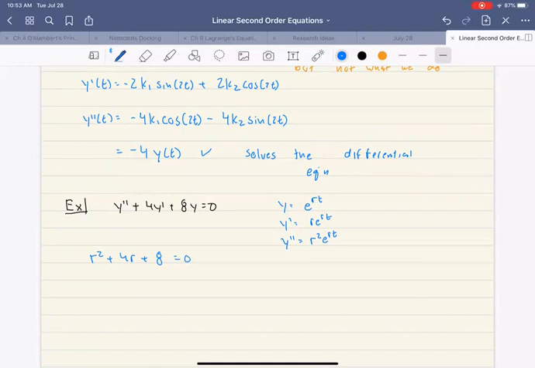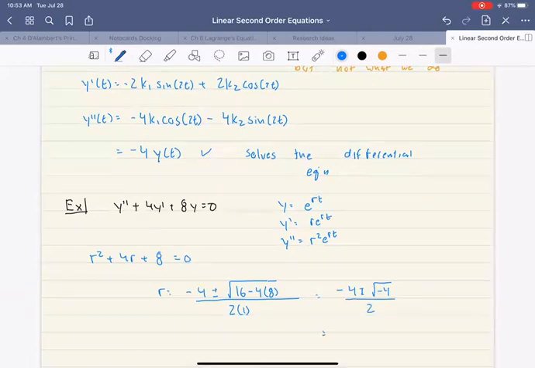Okay, we're going to solve this again for the roots using the quadratic formula. r equals negative b, negative 4, plus or minus the square root of b squared minus 4 times 8, all over 2 times a. Okay, so that's going to be negative 4 plus or minus the square root of negative 16. We just check that, yes, divided by 2. So negative 2 plus or minus i.